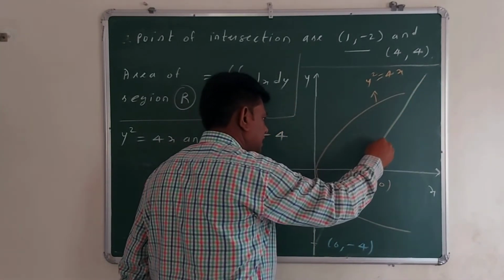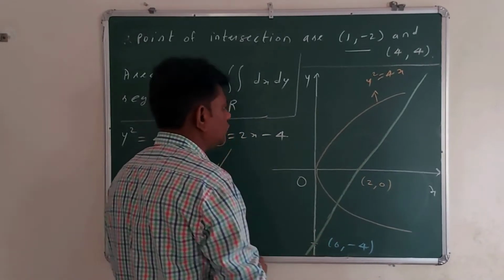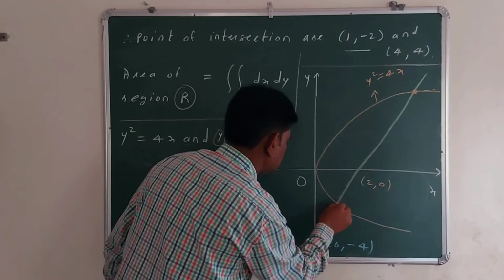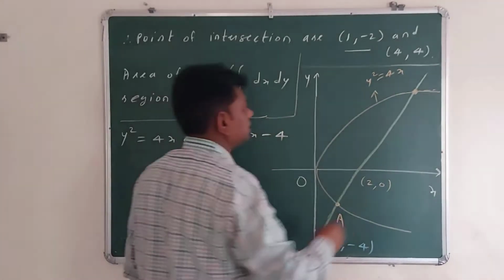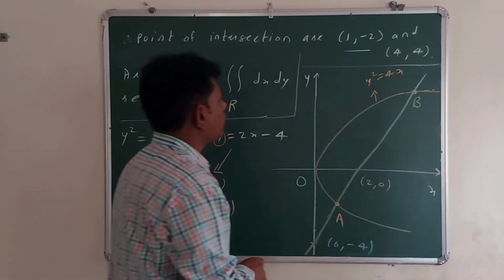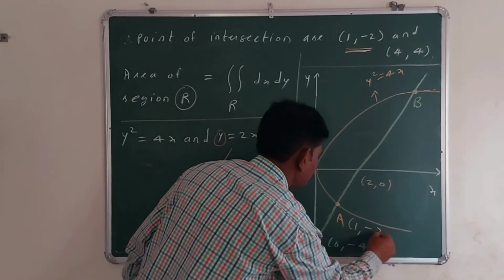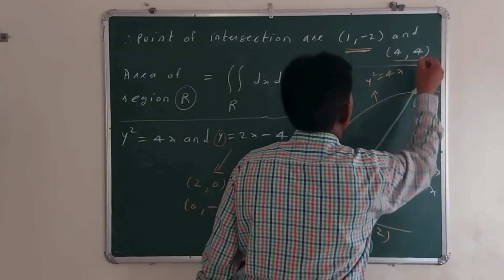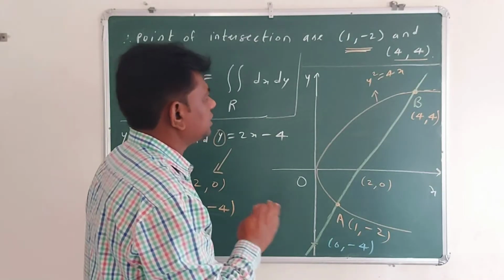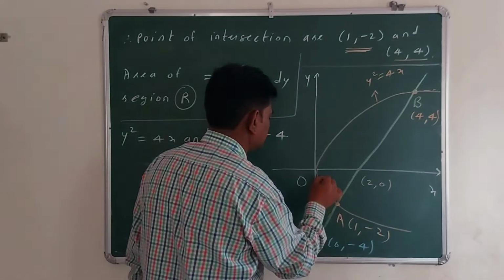So this is the line passing through (2, 0) and (0, minus 4), and this is the parabola. Now this point of intersection is denoted by A, and this point is denoted by B. The coordinates of A are (1, minus 2), and B is (4, 4). The region bounded between the parabola and the line is the region of integration.